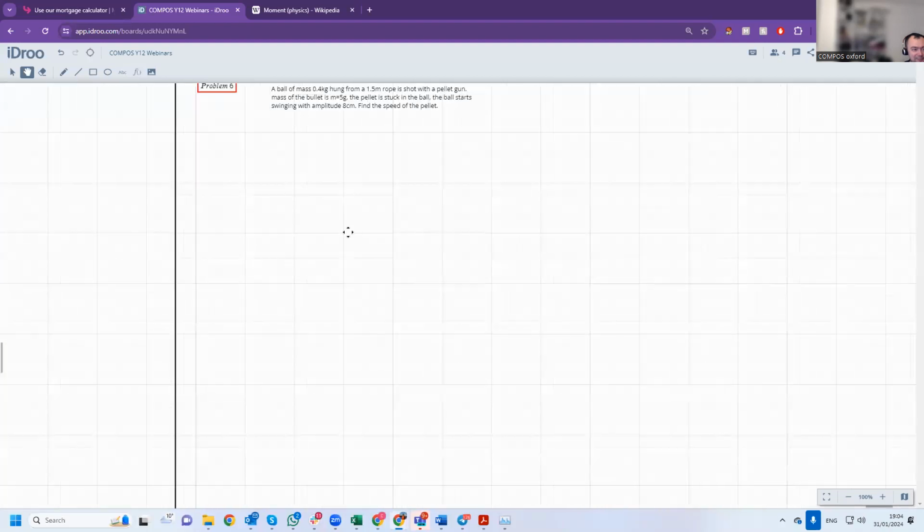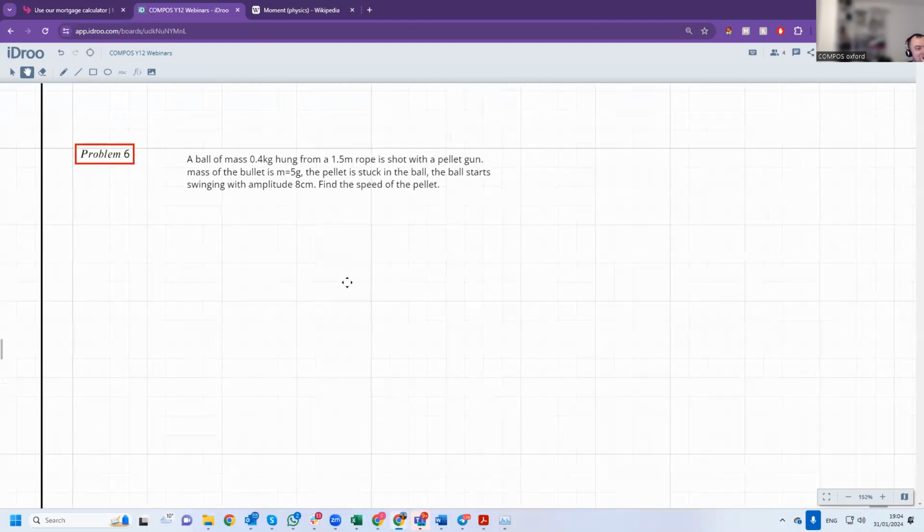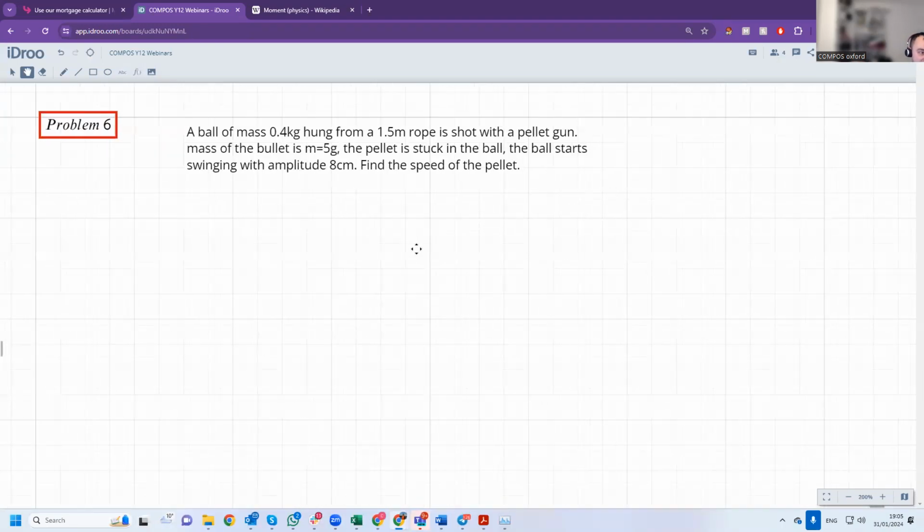Problem 6 and problem 7. Now we need to merge conservation of momentum and conservation of energy. This is called a ballistic pendulum. A ballistic pendulum is a method of measuring the speed of very fast objects, such as bullets or pellets from a pellet gun. As a student, we did an experiment. We had a pellet gun and we shot it at a pendulum, and we saw the movement of the pendulum after the bullet is shot.